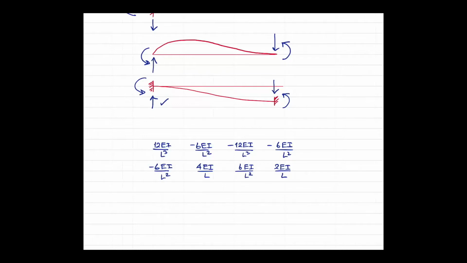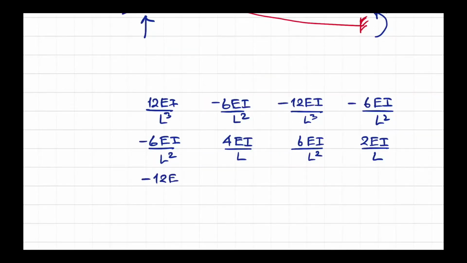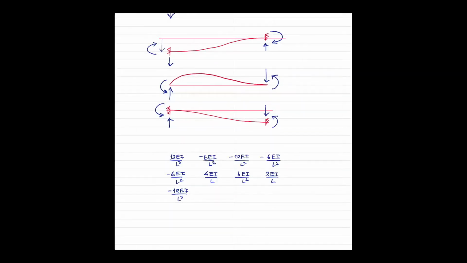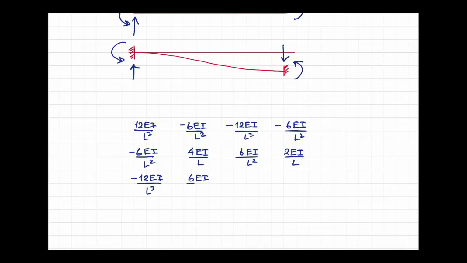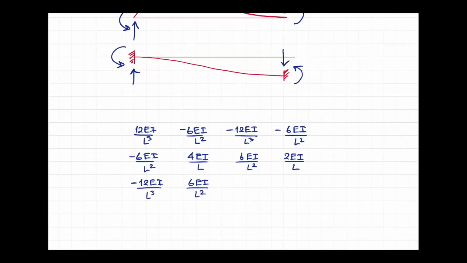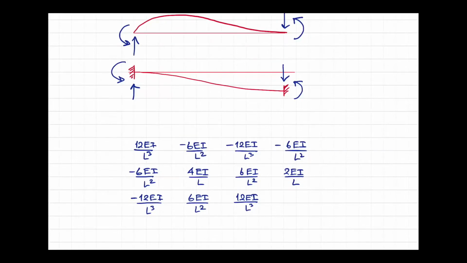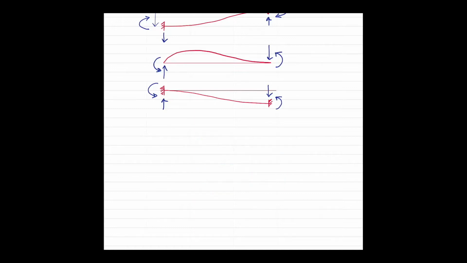Alright, start with force. This one going upward, negative sign, right? Minus 12 EI over L cubed. The next moment is going in the positive direction, which is counterclockwise. 6 EI over L square. And then the force 12 EI over L cubed. And the last moment is positive, right? 6 EI over L square. 3 cases. Now the last case.